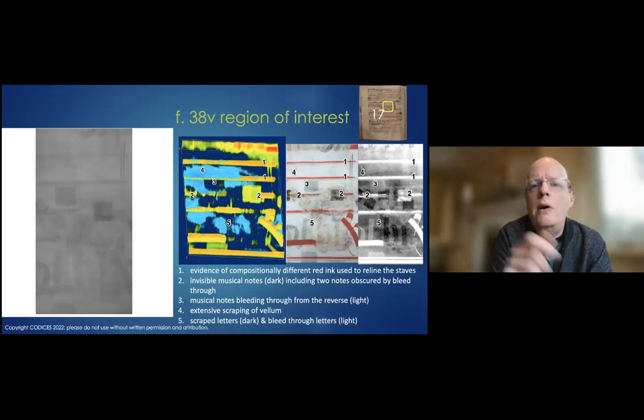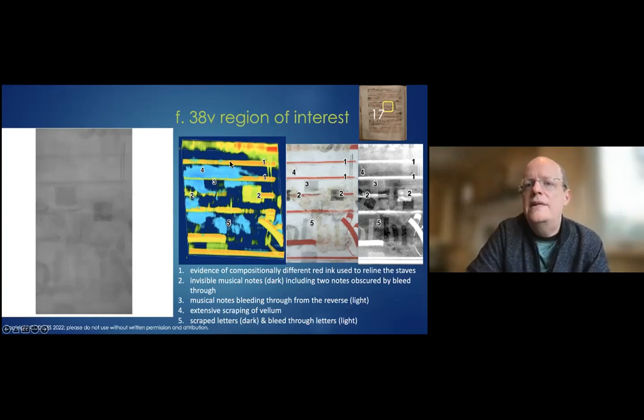So 4 is places where there is evidence where you can see the scraping marks. So it gives us a sense of where it was corrected. And 5 is a missing letter. Those are the sorts of things that we're interested in finding, that we can find with multispectral imaging.